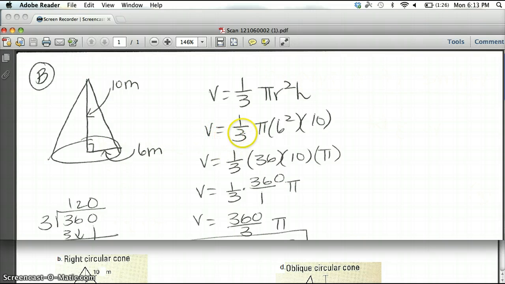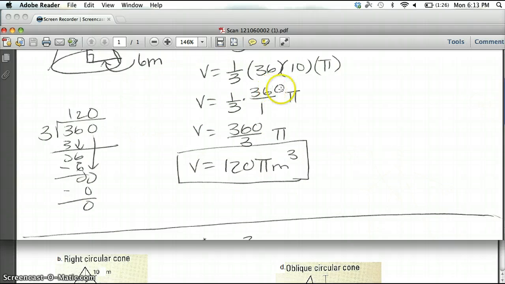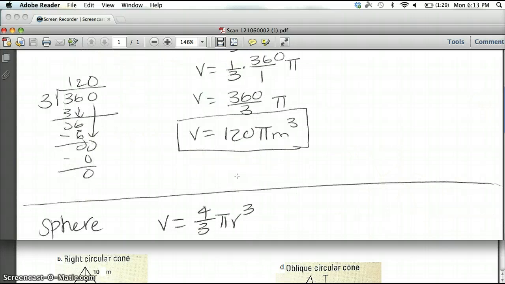So volume is 1/3 pi radius squared times our height, and our radius is 6. So I went ahead and did 6 squared, which is 36, times 10 pi. So our volume is 1/3, and 36 times 10 is 360, and I put that over 1, so I have a fraction. And 1 times 360 is 360 divided by 3, and I have to add my pi. So 3 divided into 360 is 120 pi meters cubed.